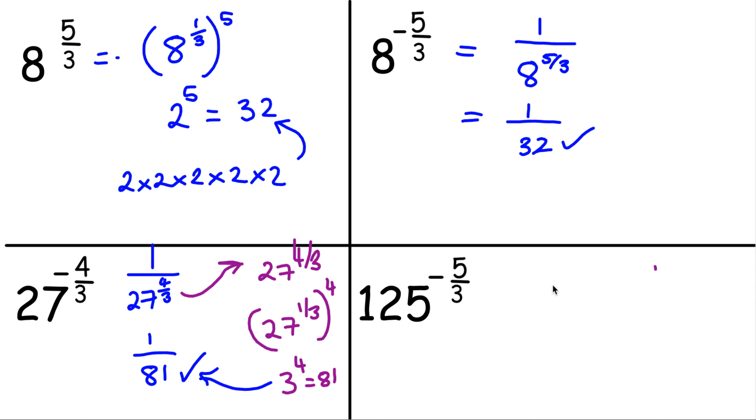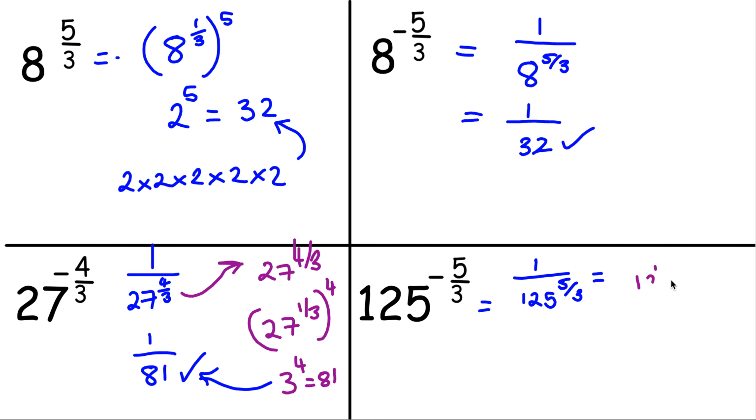Okay, so now you should try this one on your own. Pause the video or continue to watch if you need to reinforce the skills again. Okay, so I'm going to do exactly the same thing. I'm going to keep this whole thing under 1 so I can lose that negative sign. So it's 125 to the power of 5 over 3. Okay, so let's just look at this bit on its own, just the denominator.